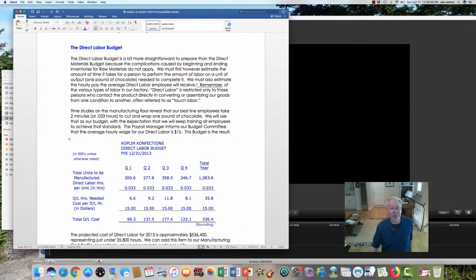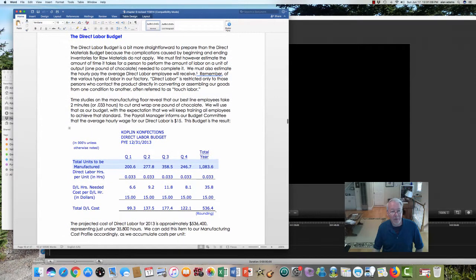I've kept things very, very easy. We need to know two things, friends. We need to know how many hours it takes us to make a unit of output. And secondly, we need to know how much we pay our people for direct labor, in this case per hour. Now, we already know how many units we're manufacturing. That number feeds in directly from our production budget, so we carry that same number in here.